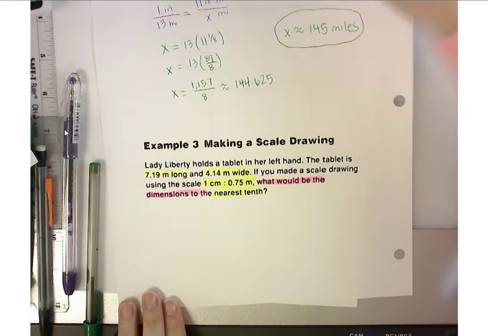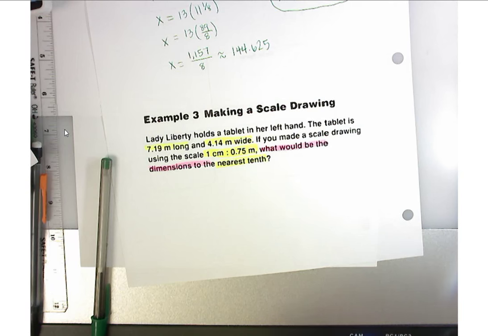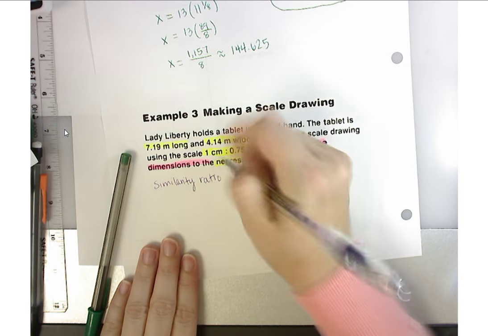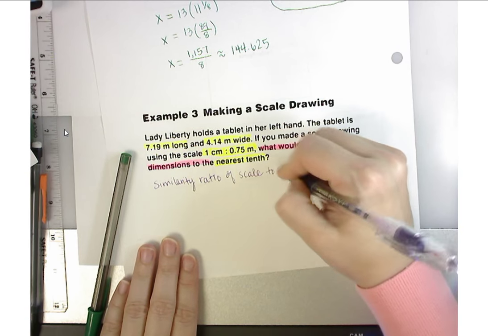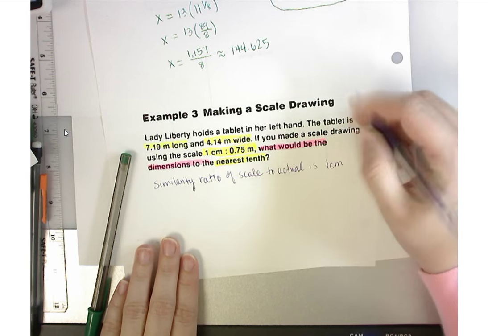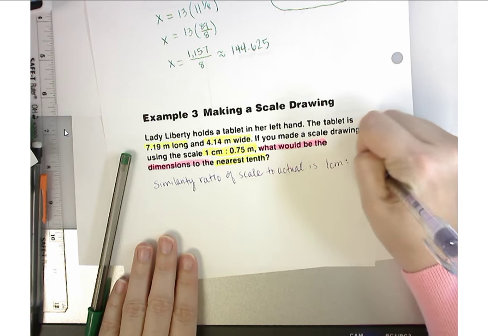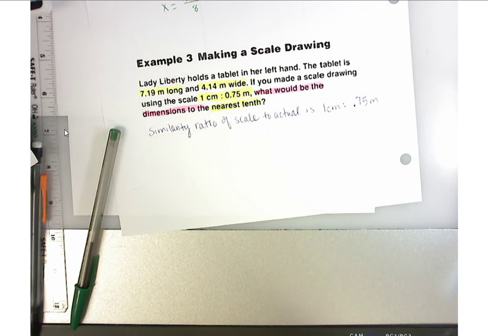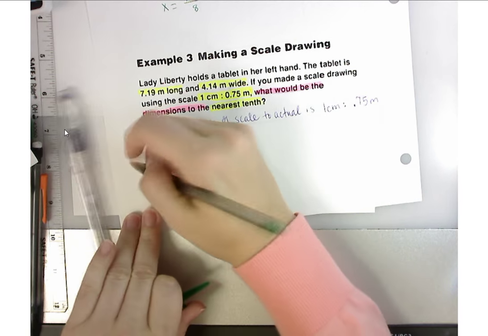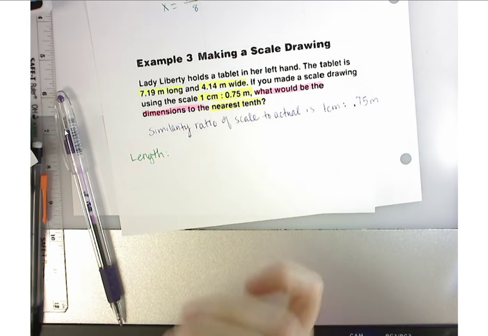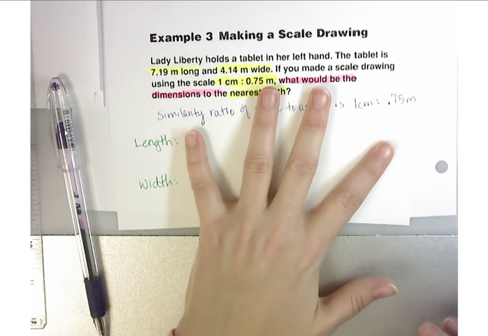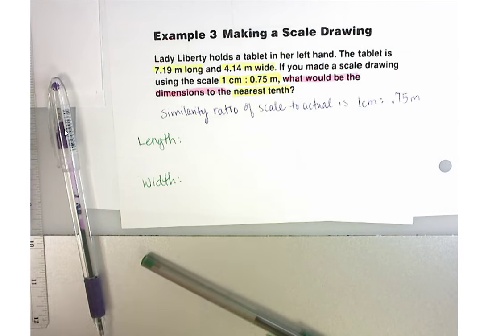Okay, so the first thing we're going to look at is the similarity ratio. The similarity ratio of the scale to the actual is 1 centimeter for every 0.75 meters. Now what we have to do is find the dimensions, which means we have to find the length and the width. So what I want you to do is set up a proportion for the length and the width. I'm going to come around and check to see how you guys are doing.